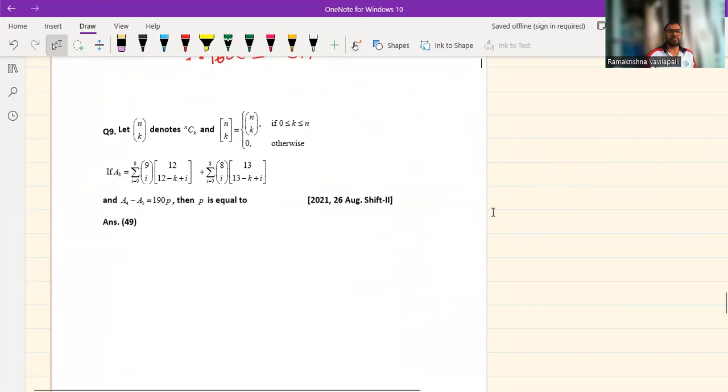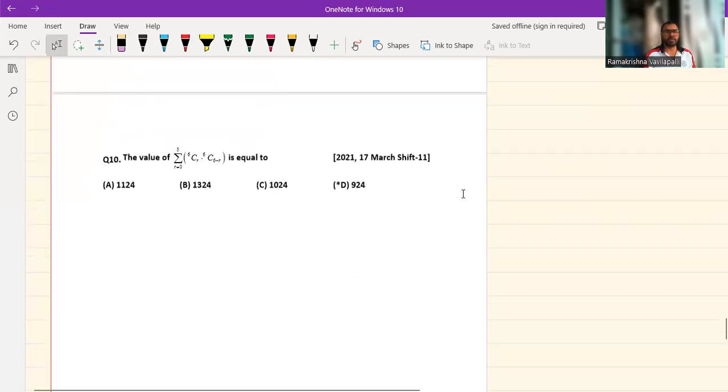So question number 9, you please try to solve by yourself using the same method. Here you see sigma r equal to 0 to 5, 6Cr, 6C(6 minus r). So what is the sum here? The sum is 6. So therefore, this is equal to (6 plus 6)C6. So this is nothing but 12C6.